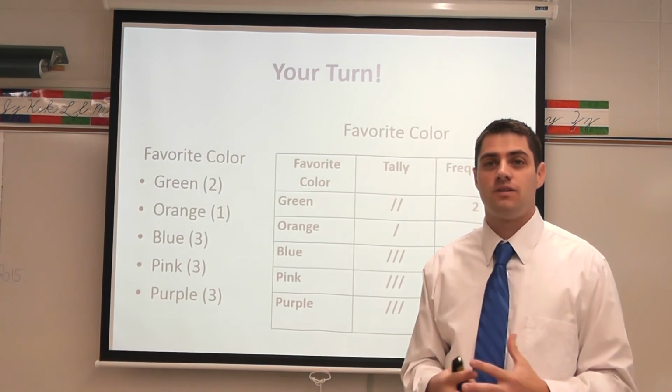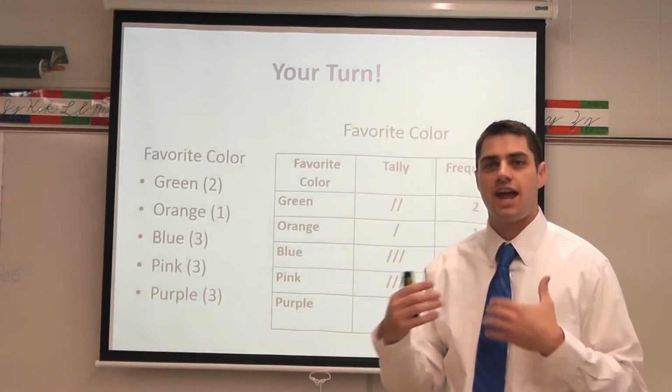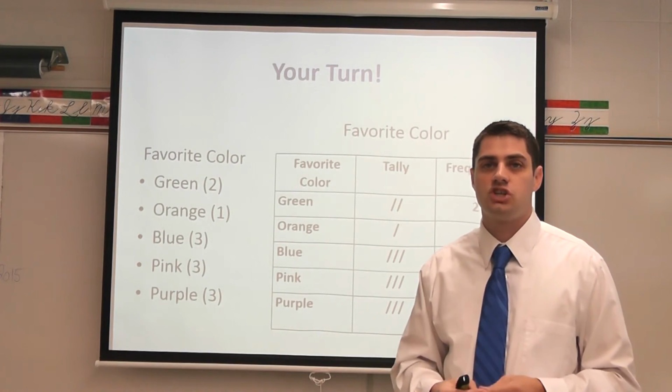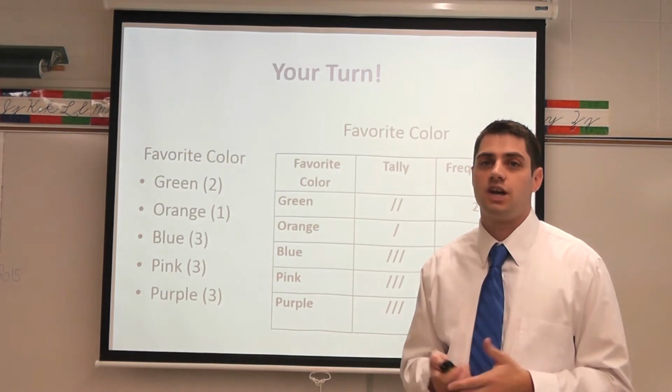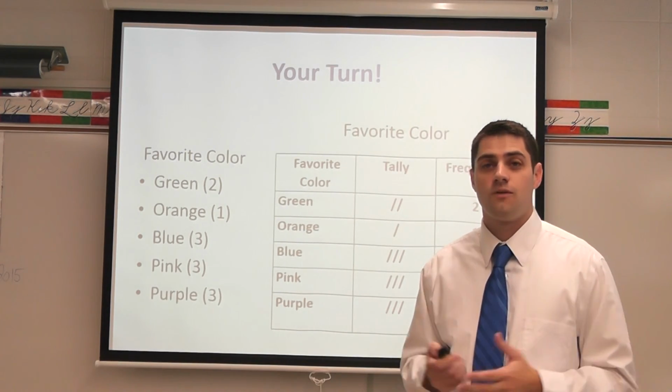So there's a lot of different things that you can do with these data sets, and as we work through these problems and these investigations, you will see how it will just be useful to a real life situation to help you out in this area of math with frequency tables.